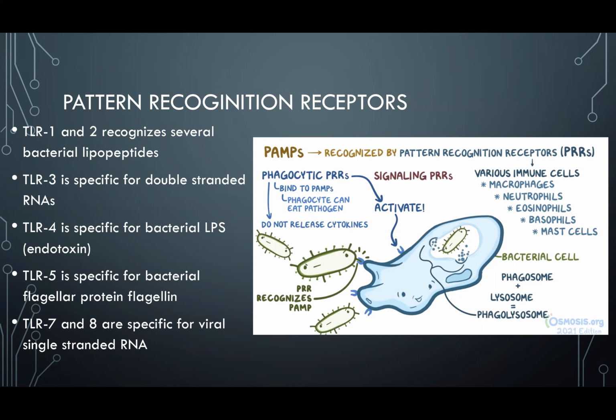We have listed all the TLRs on the screen. TLR1 and 2 recognize several bacterial lipopeptides. TLR3 is specific for double-stranded RNAs. TLR4 is specific for bacterial lipopolysaccharides, or endotoxin. TLR5 is specific for bacterial flagellar protein flagellin. TLR7 and 8 are specific for viral single-stranded RNA.